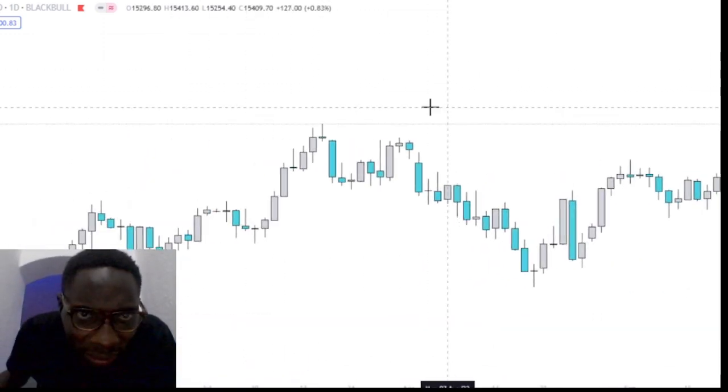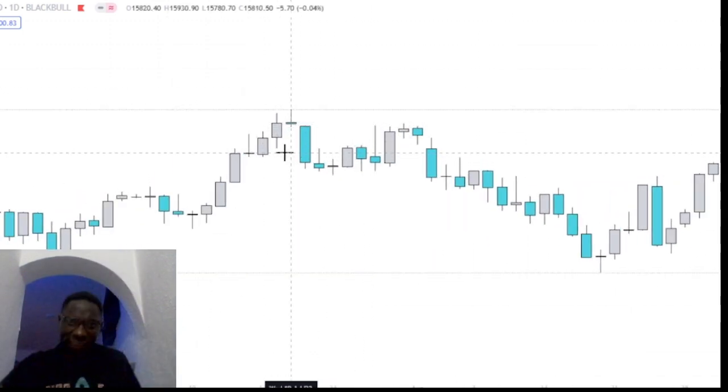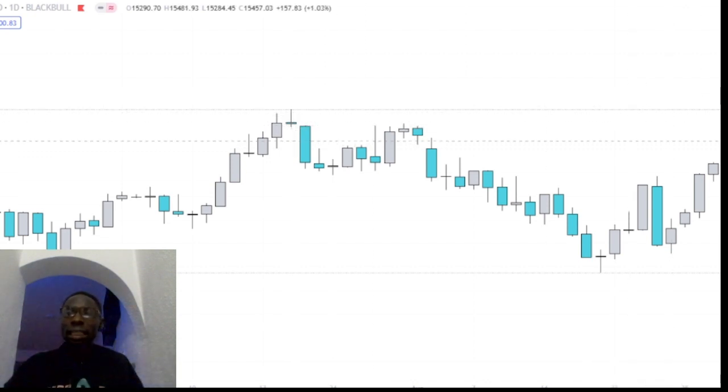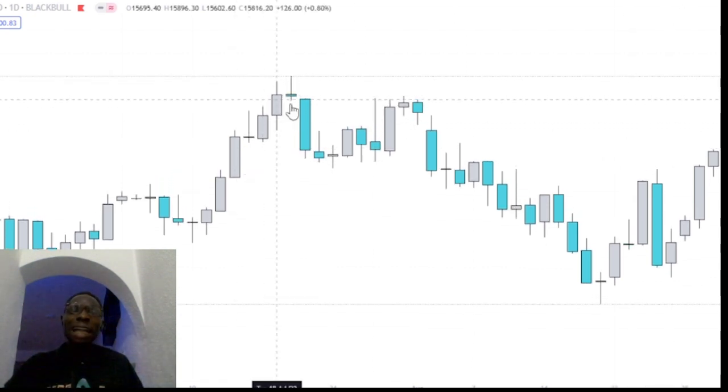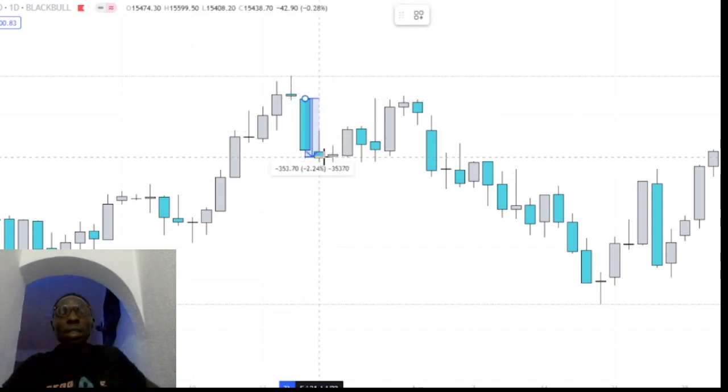Look at this. At this key resistance, this is a what? A gravestone doji. At this key resistance, look at the next day. If you are waiting for the next day to close, you will have missed, let me see how many pips this is. Like I said, you trade it in line with support and resistance.